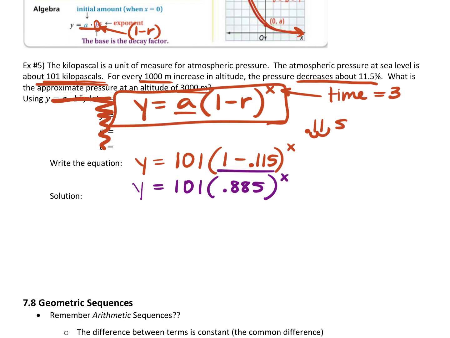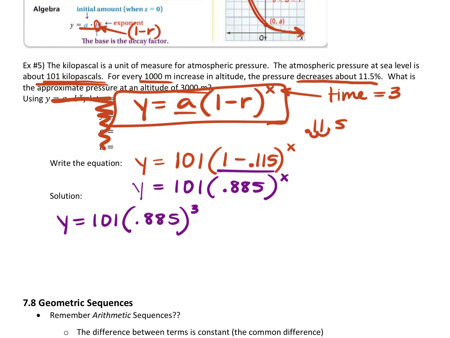The question is, if we're trying to figure it out at an altitude of 3,000 meters, and we said every 1,000 it's changing, then we're plugging x equals what? 3 into this equation. So your solution is going to be y equals 101 times 0.885 to the third power. Plug that in and see what you get.